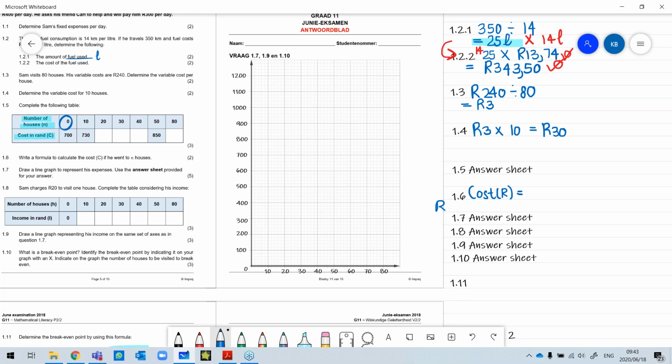The cost can be calculated by saying his fixed expenses plus 3 Rand multiplied by the number of houses he visits. So in your question statement, it gives you N as the number of houses, and that allows you to use N in your answer over here. In the case where they did not give you a variable, then you would have had to write the words out. So you would have said 3 Rand multiplied by number of houses. So you would have literally had to write the words out.